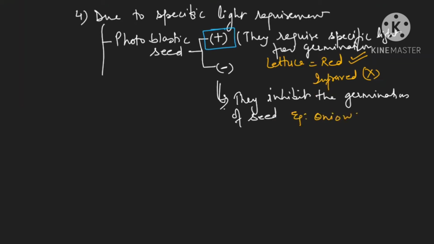So I think up till here, all these conditions are necessary reasons for dormancy. I hope up till here all the four types of reasons are clear to you. Now let us see another reason. Sometimes the inhibitor might be present, so due to the presence of a germination inhibitor, which is not allowing them to germinate.